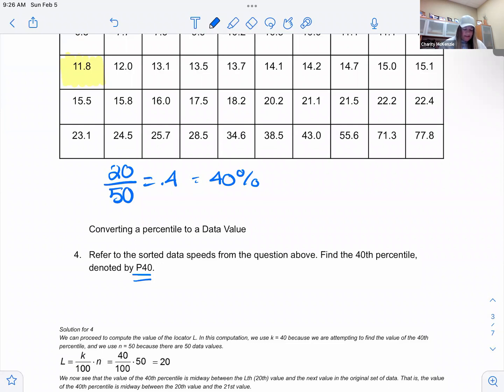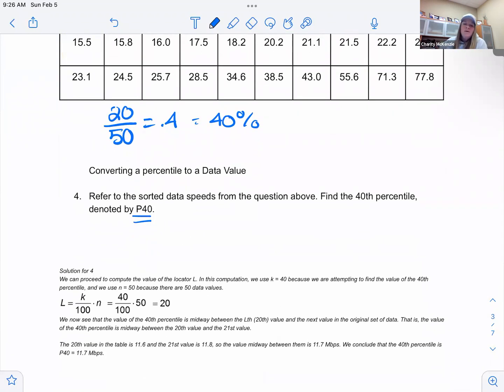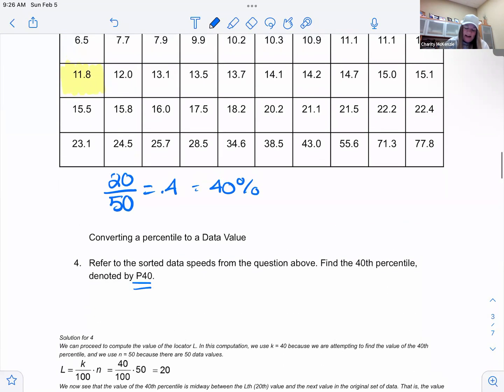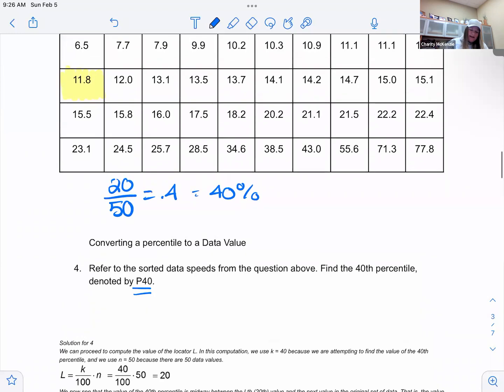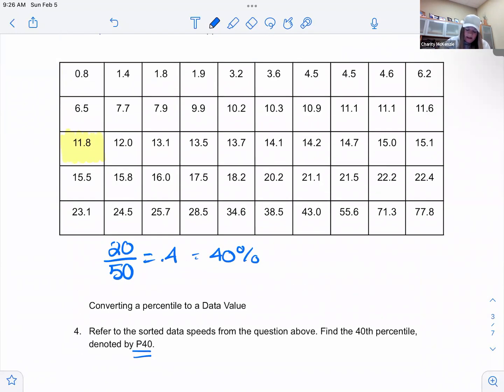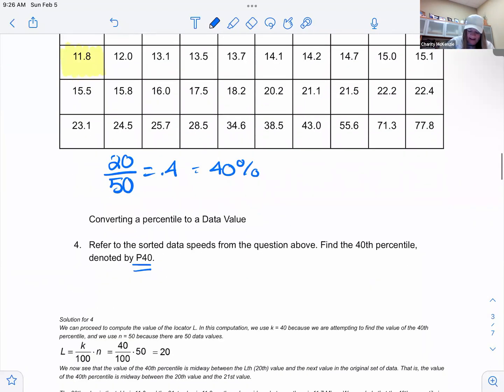So this one's a little tricky. I wrote the notes out from the textbook on the bottom there for solution for 4. What they want you to do if you're finding a percentile, I don't like that they picked 40 and 40, but that's okay. If we look, we can think of the 40th percentile and we have to figure out where the place is. So I have 50 data.